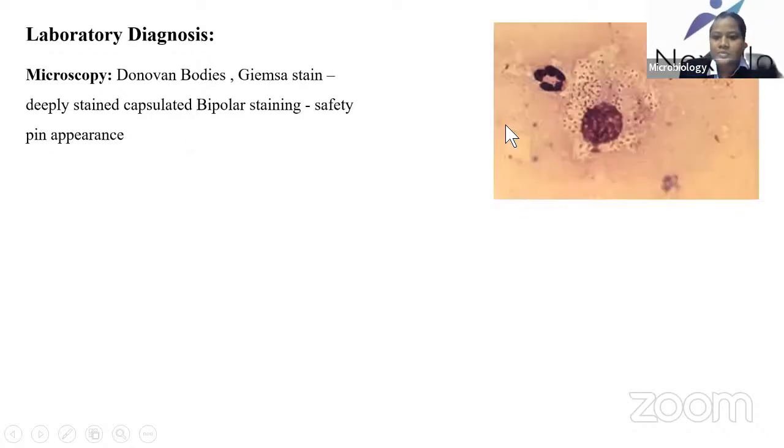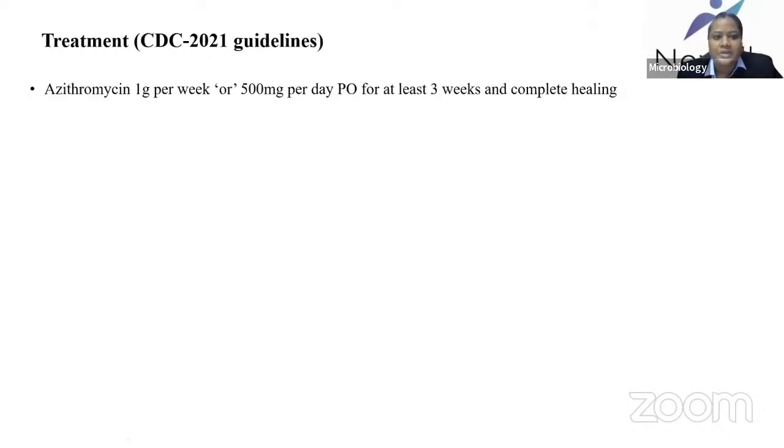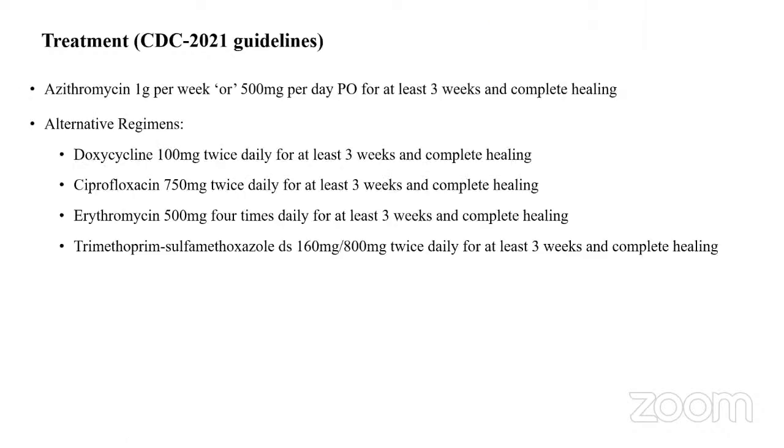So usually you can see this picture where you have the macrophage, and then you can see the encapsulated bacteria around it. So this is a very typical picture of donovanosis when you take the smear from the direct lesion. Now moving on to the treatment.